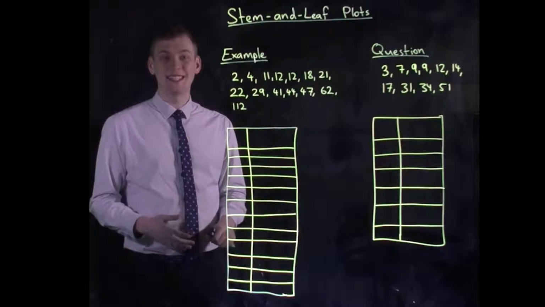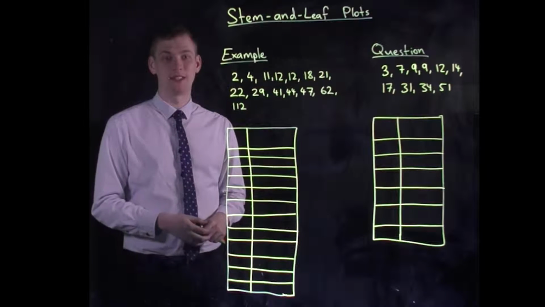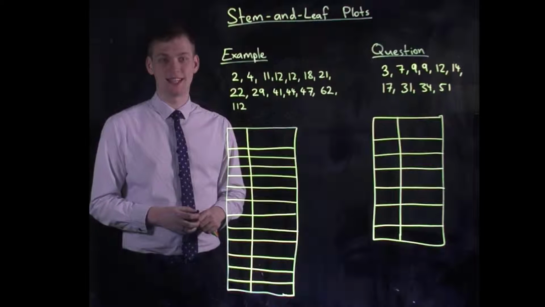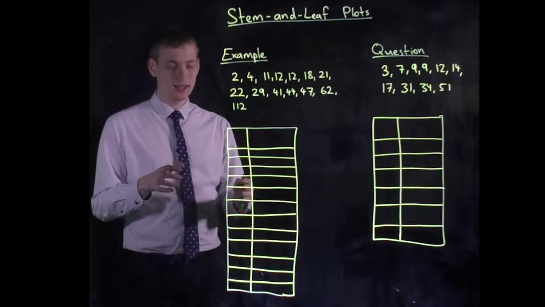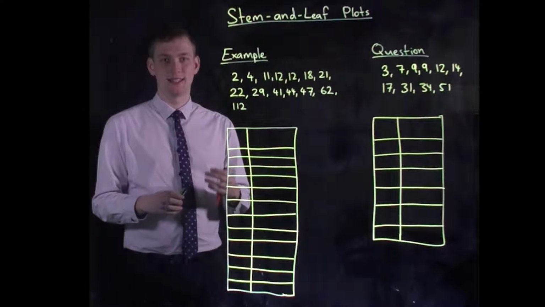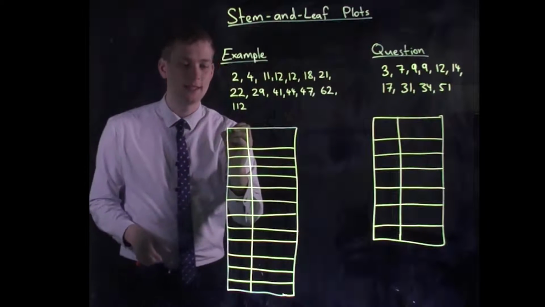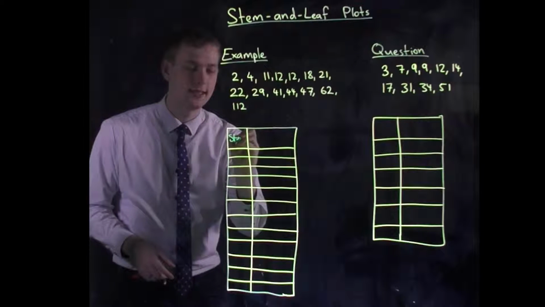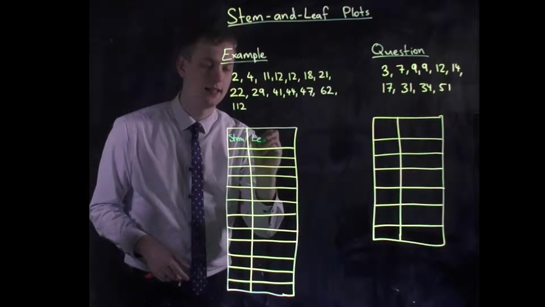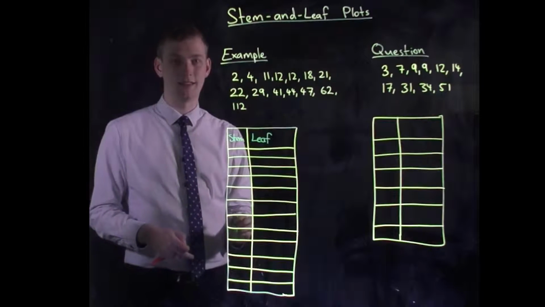Hello. In this lesson, we're going to look at stem and leaf plots, another way that we can represent our data. With a stem and leaf plot, there are two parts, a stem and a leaf. And they're going to go into tables like this. And this part here is going to be our stem, and this here will be our leaf.